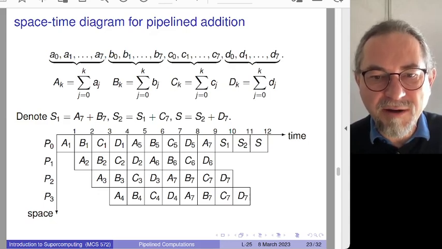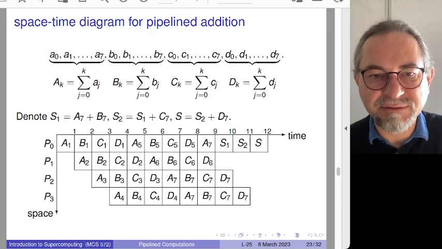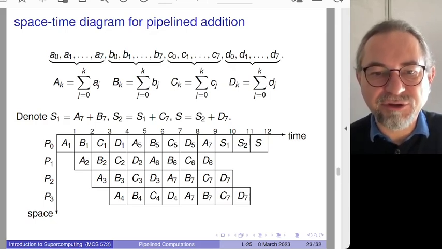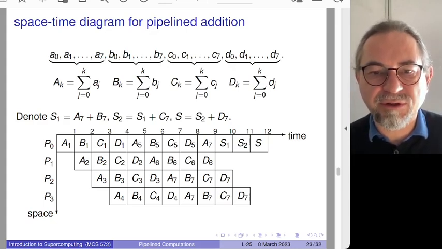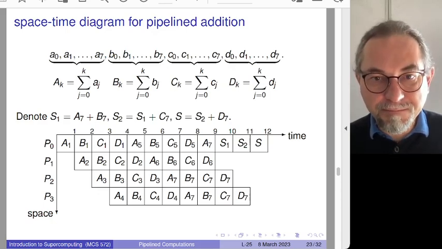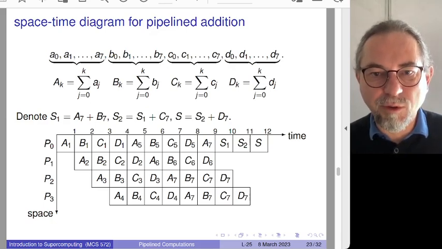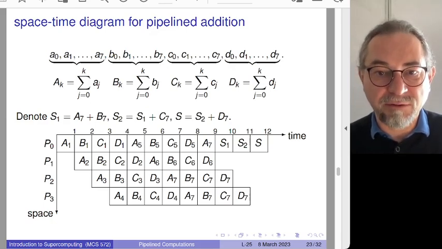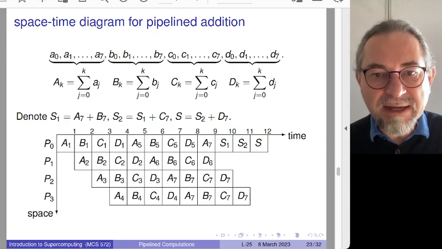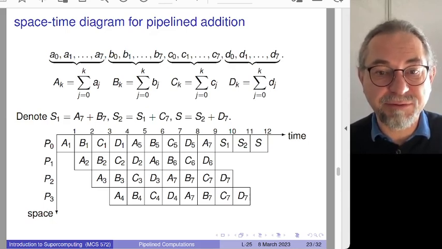After D7 is computed, the A7 does not need to go from processor 0 to processor 1, so it stays on the processor 0 in this ring topology. And at that time, processor 0 will accumulate the final results. And you see that there is still parallelism possible there.